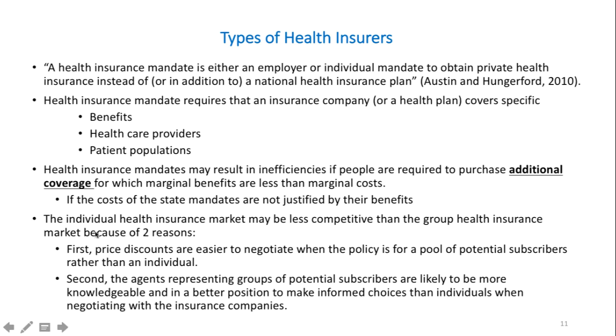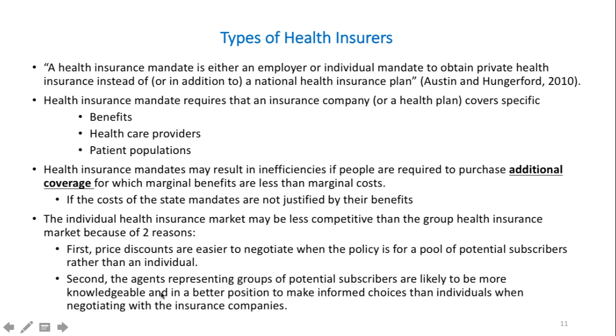The individual health insurance market may be less competitive than the group health insurance market for two reasons. We have two types: group health insurance and individual health insurance. First, price discounts are easier to negotiate when the policy is for a pool of potential subscribers rather than an individual, right? So we are talking about bargaining to get a better price.